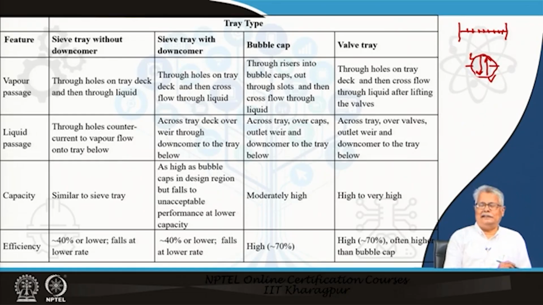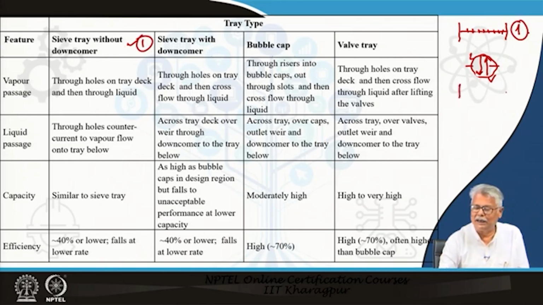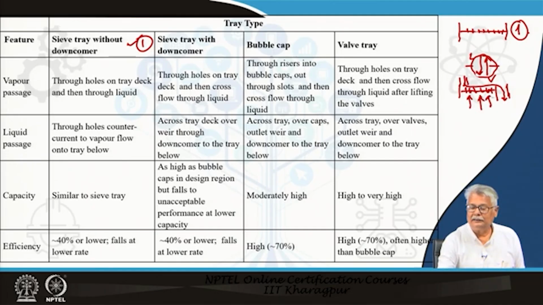Now, let us see the features of these. What you have here is type 1, which is my sieve tray without downcomer. In case you have a different construction, it is similar to what is there in other trays also. Here also you have the sieve tray, but you have a downcomer. That means the liquid falls from here, has a crossover, and then falls into the downcomer of the same tray. The vapor goes up and this is a cross flow tray.